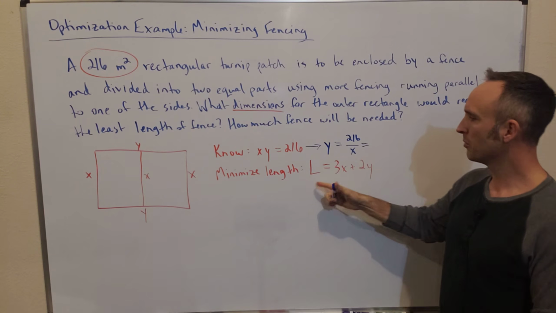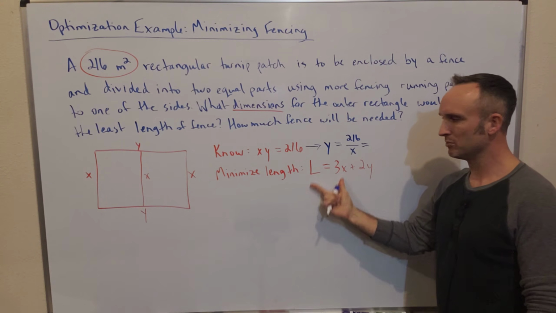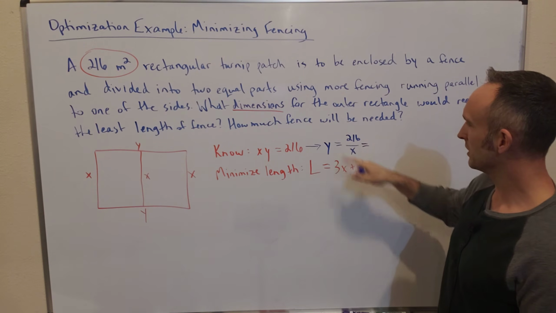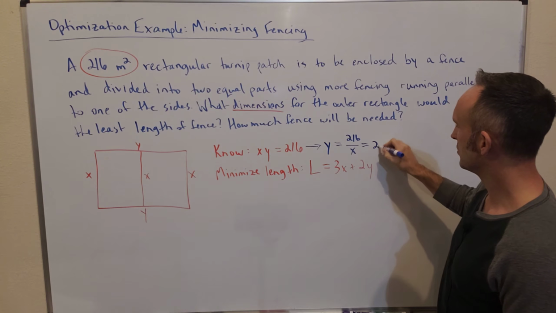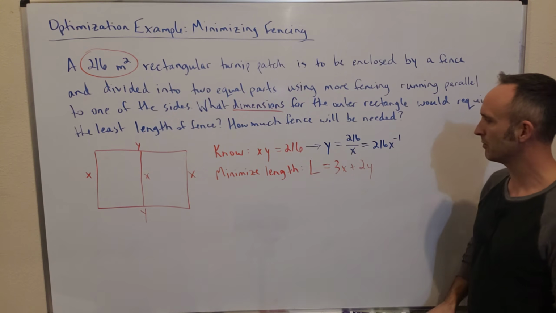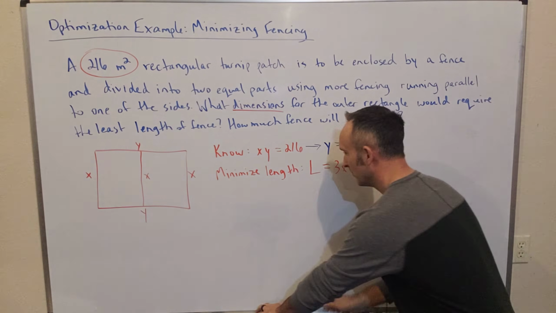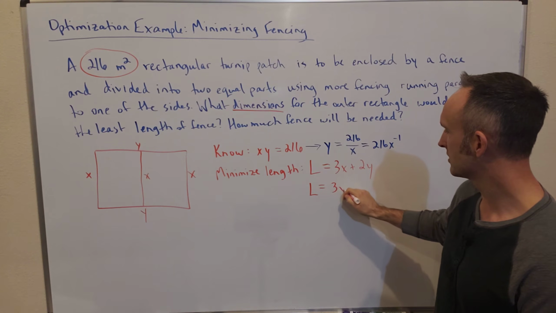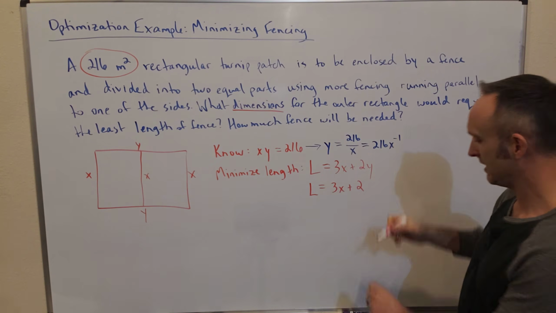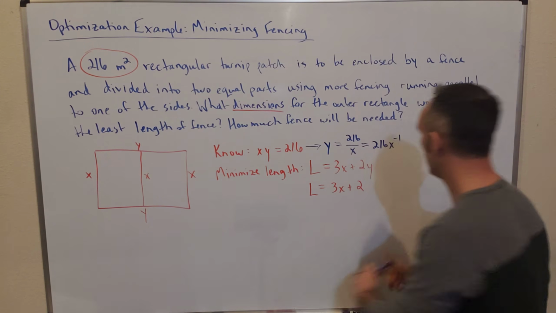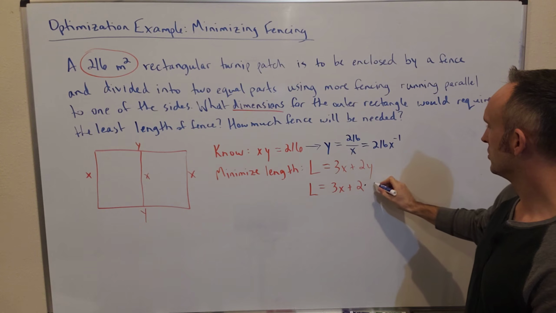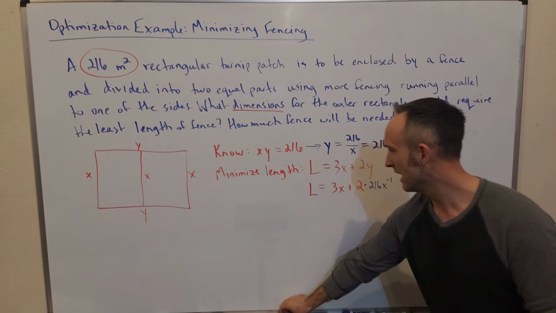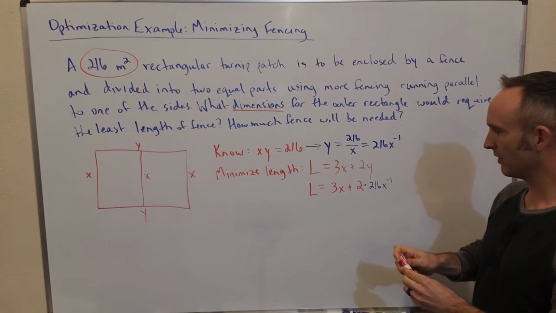Or, because I know I'm going to differentiate my length function, because that's how you find maximum and minimum is through the use of derivatives, it'd be easier if I know I'm going to differentiate this to maybe think of it as 216 times x to the negative first power. And so now we can rewrite our length function as 3x plus 2 times y, which is 216x to the negative first. And now we've got L as a function in one variable.